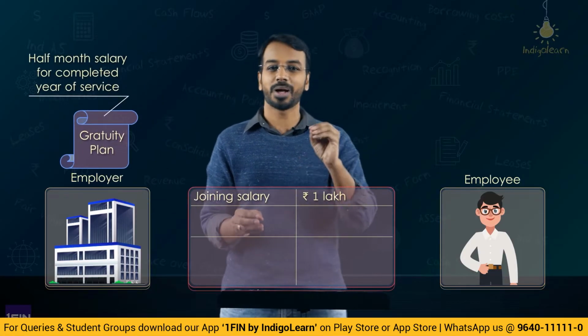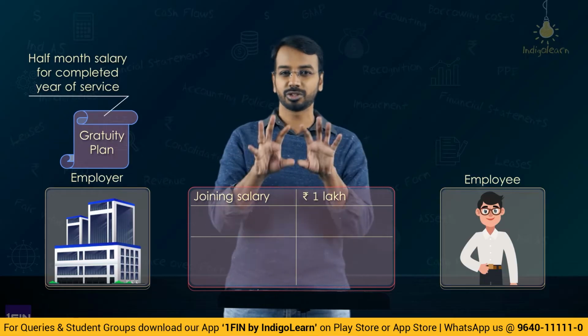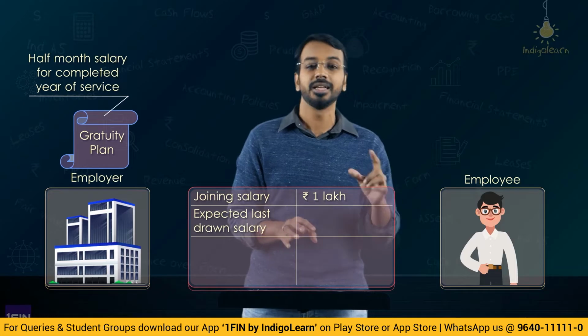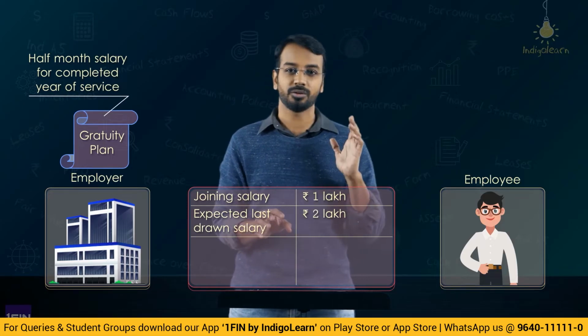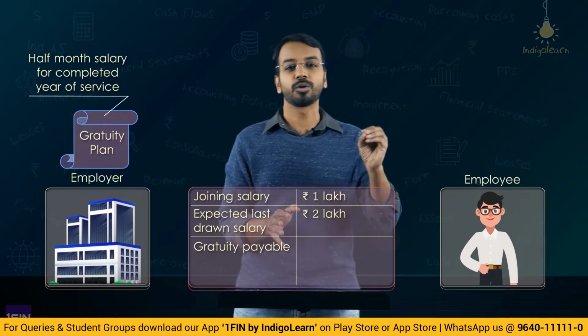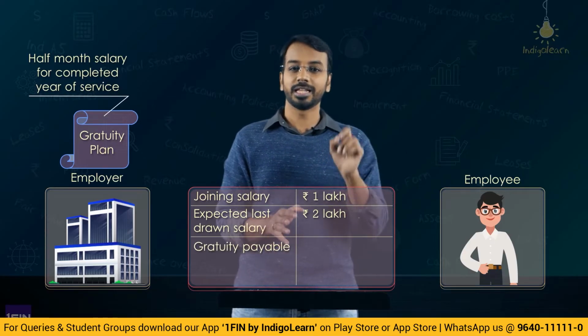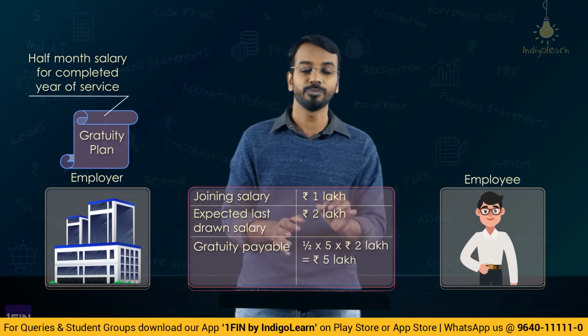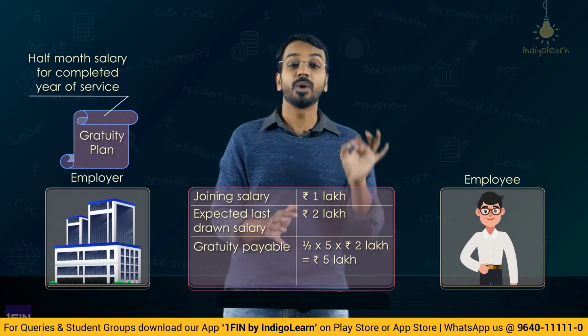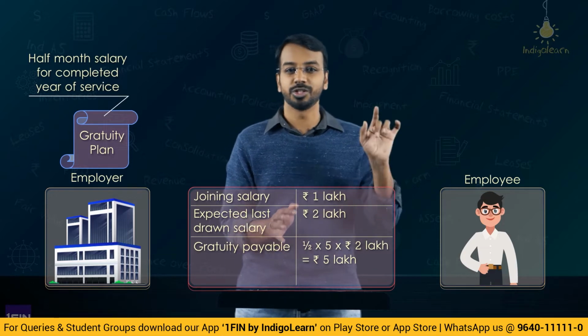And based on entity's past experience, actuarial assumptions, valuations, all these things put together, it is expected that by the time he resigns, his salary will be 2 lakhs. Okay. Now, how will we compute the gratuity payable, or how will we calculate the amount of gratuity for that employee? Gratuity will be half month salary, so 1 by 2 for 5 years, right? 5 completed years of service multiplied by 5 multiplied by last drawn salary, which is 2 lakhs.